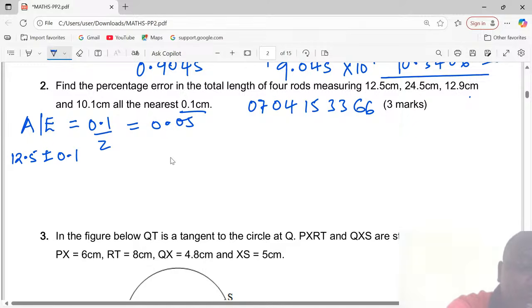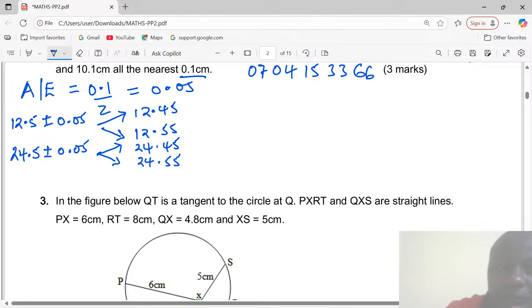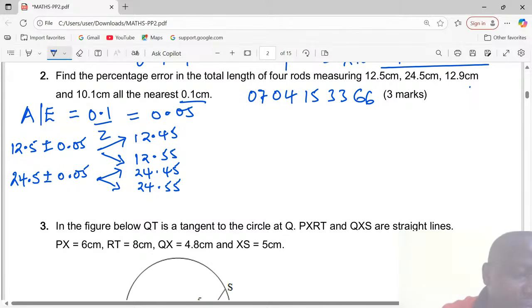plus or minus 0.05. And this range is going to be from 12.45 to 12.55 centimeters. The second length, which is 24.5, is to the same accuracy. So they are sharing the absolute error, which is 0.05. So they are all sharing the absolute error. So the lower limit of this second measurement shall be 24.45, and the upper limit 24.55. Then we are having 12.9.